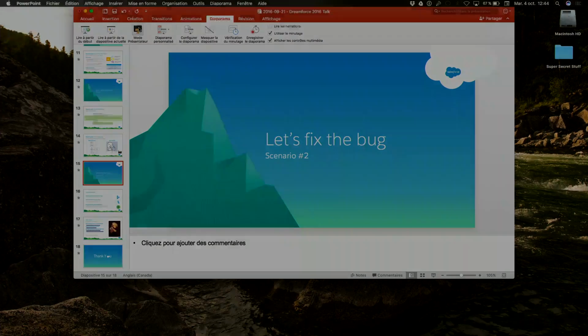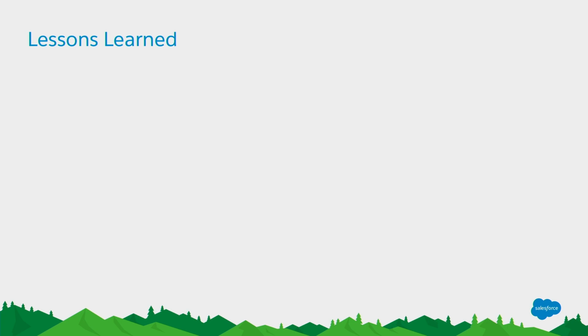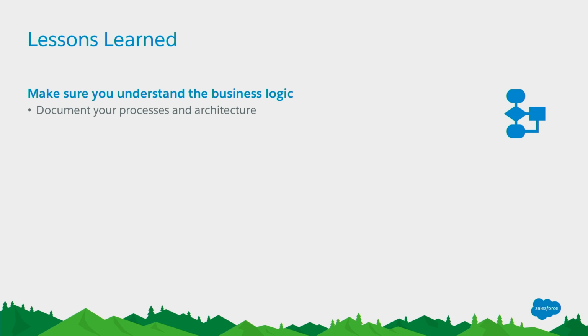So let's go back in the presentation. So lessons learned. First thing, make sure you understand the business logic that is being implemented. So both declarative and programmatic, you can document your process and your architecture to have a good understanding of what is going on today in your system.